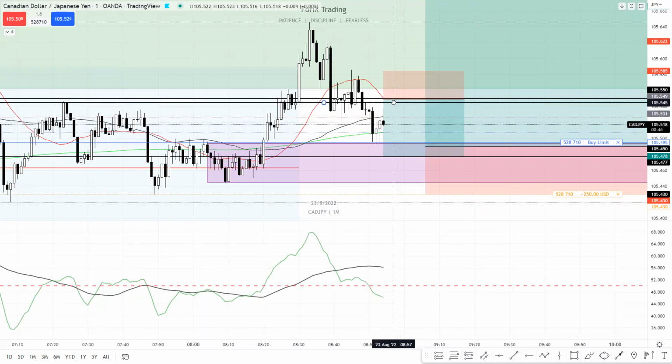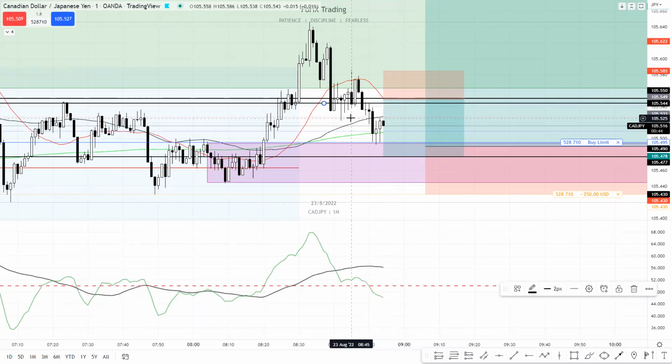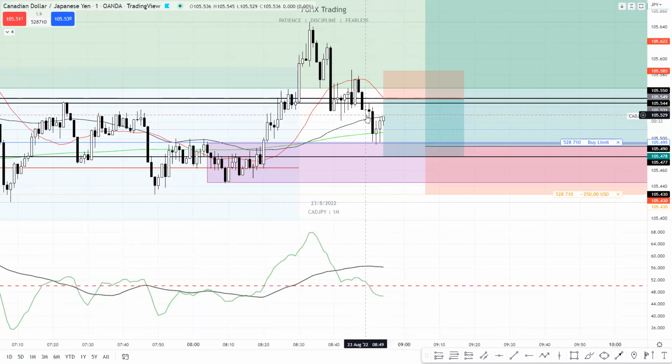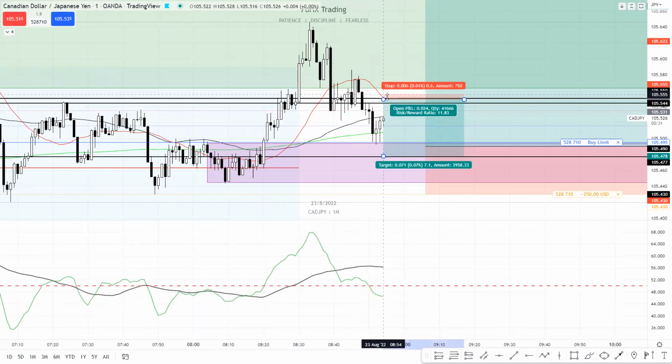Should be this one. So in any case, I'm not getting out at a loss, regardless of whatever happens. I'm not going to get out at a loss. So I'm not too worried at this point. I have a risk-free trade.